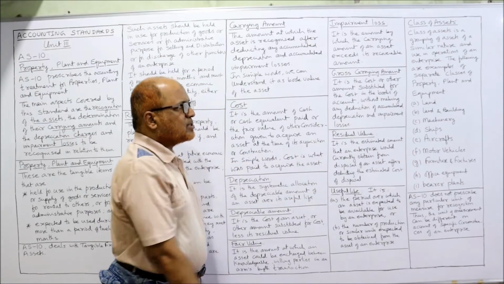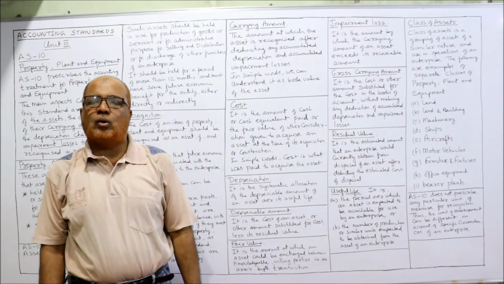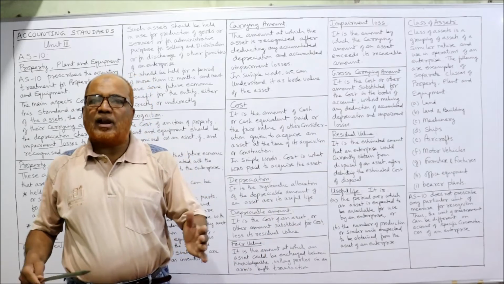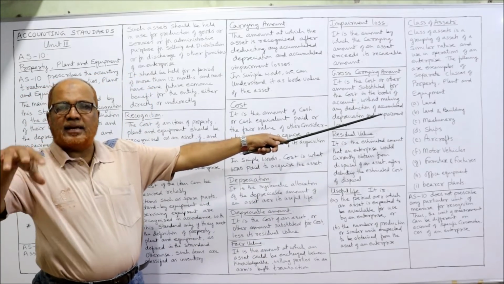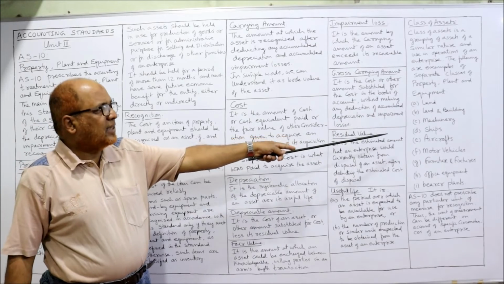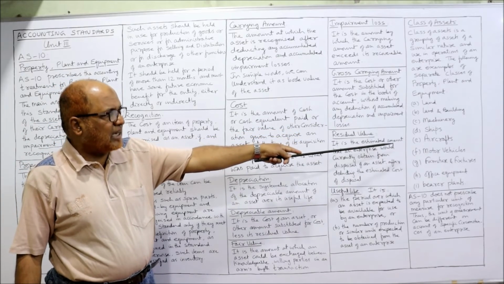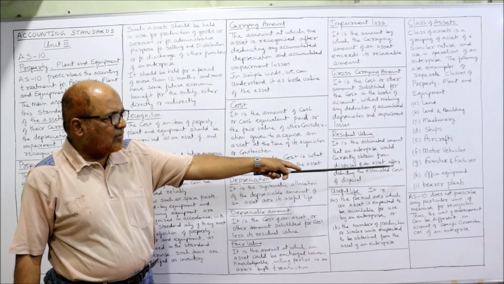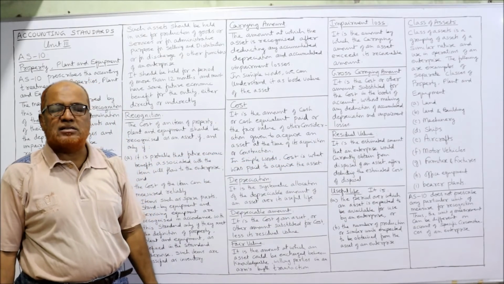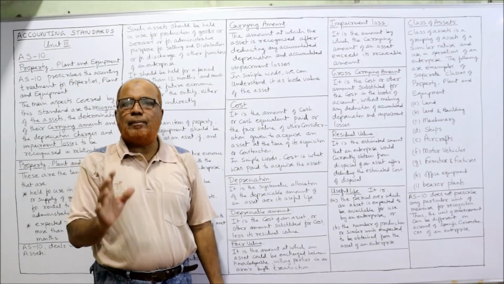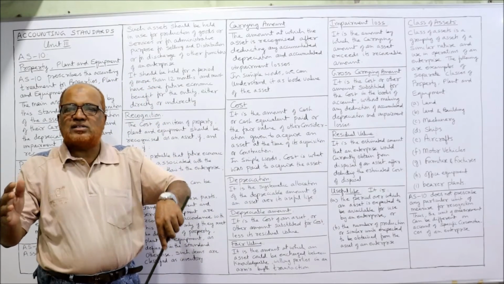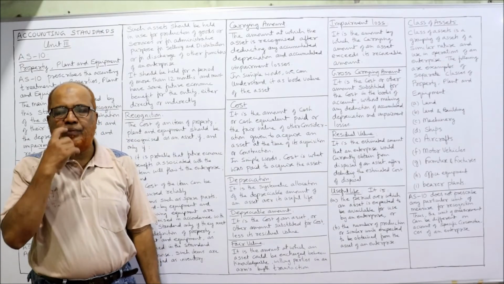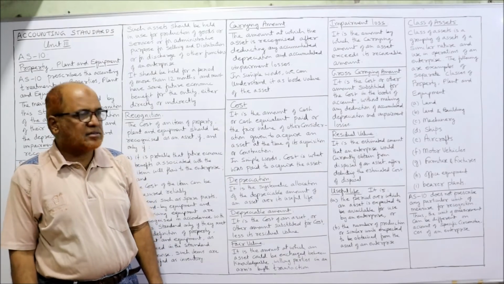The following are the examples of separate classes of property, plant and equipment. The examples of classes are land. Different lands are there. All the lands can be grouped under one head. Then land and building, machinery, ships, aircraft, motor vehicle, furniture and fixture, office equipment, bearer plants. These are the examples of classes of assets. So all the different classes of assets should be disclosed in the financial statements.